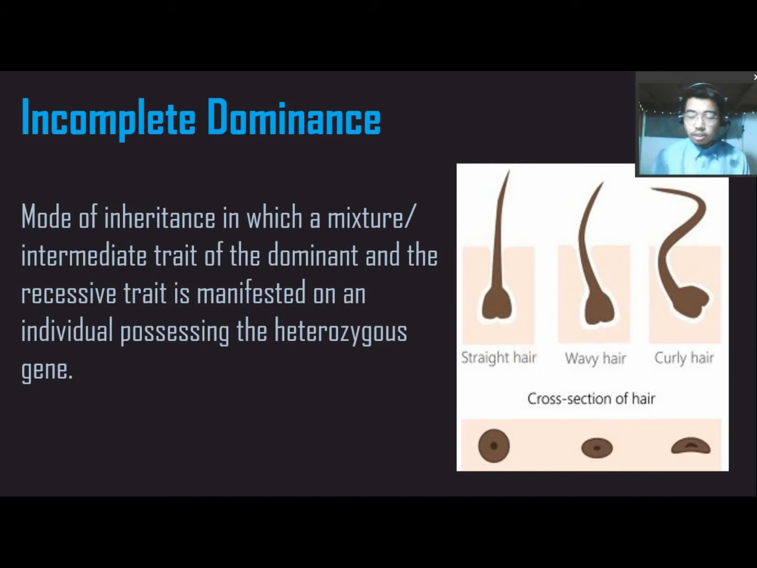And other than the ones in your module, like the snapdragon, among humans we have incomplete dominance when it comes to the texture of our hair. Straight hair is the recessive trait, curly hair is the dominant trait, while the intermediate of these alleles is known as wavy hair. As you can observe, straight is recessive, curly is dominant, but wavy is just a mixture of the characteristics present in this phenotype. Okay? That's the thing about incomplete dominance. It is just the mixture.